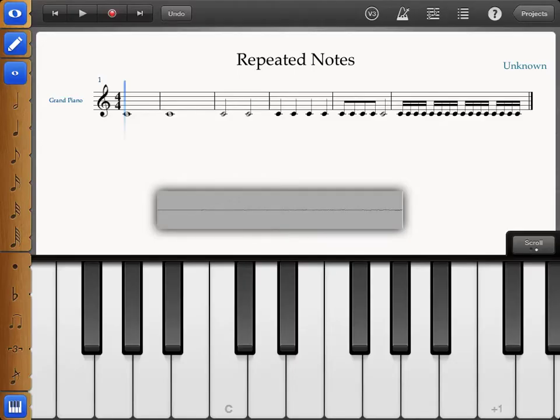The first one is the repeated note. If you look up at the music, you'll notice that it's just the same note, a C, over and over and over again. And that's really a repeated note, so I would simply play this C over and over again. And here is an example of what it should sound like.